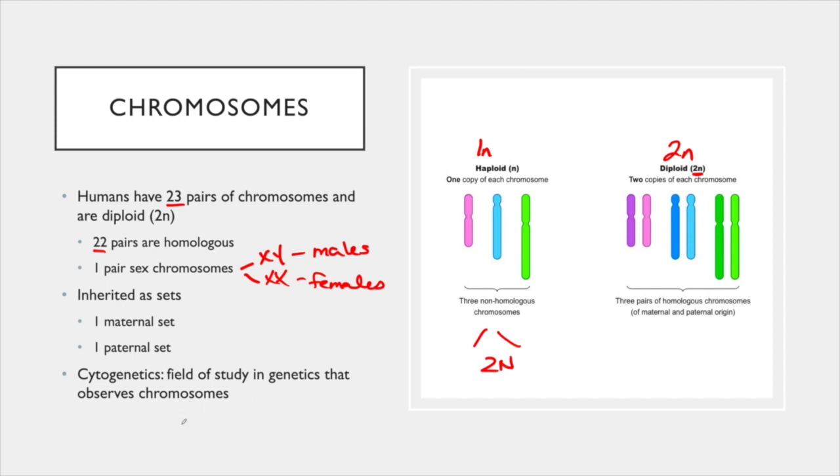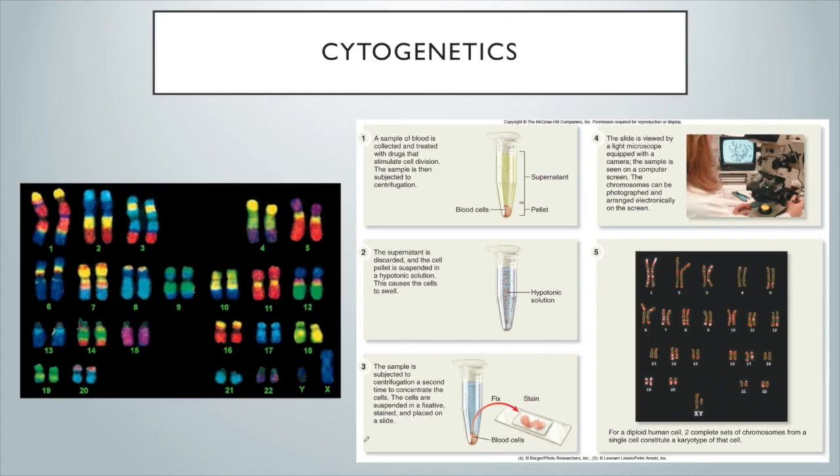Cytogenetics is a field that falls under the umbrella of genetics that observes and studies chromosome structure, packaging, and anomalies in chromosomes. So let's take a little bit of a look here at the field of cytogenetics. A lot of genetic counselors will utilize cytogenetics when they are counseling couples that may have genetically inherited diseases. So in cytogenetics, we can see where our chromosomes pair up.